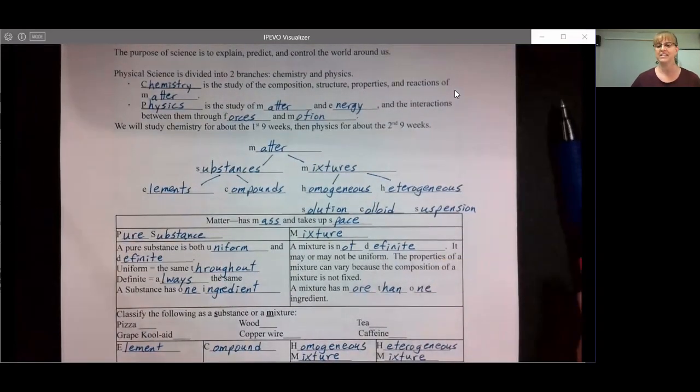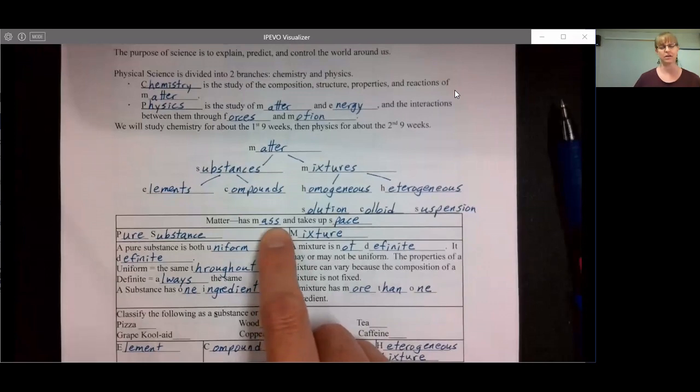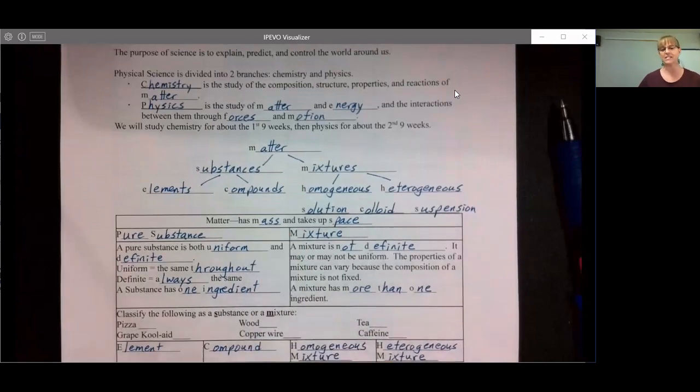Hello everyone. Today we are talking about matter and about the groups into which it can be divided. Matter is anything that has mass and takes up space. What does that mean? Well, mass is the amount of matter in an object. It's the amount of stuff inside of it.